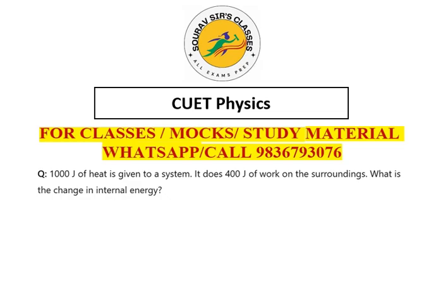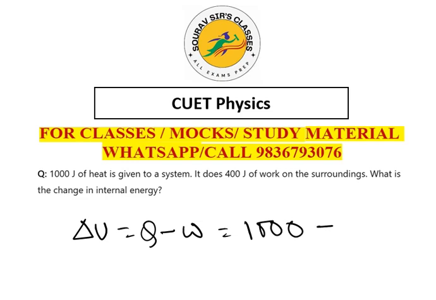So it's very easy. We'll just get the answer from our theoretical formula. So we know that the change in the internal energy, delta U equals Q minus W, right? So we have 1000 as Q, the heat given, and the work done is 400, so the total will come around 600 joule, right?